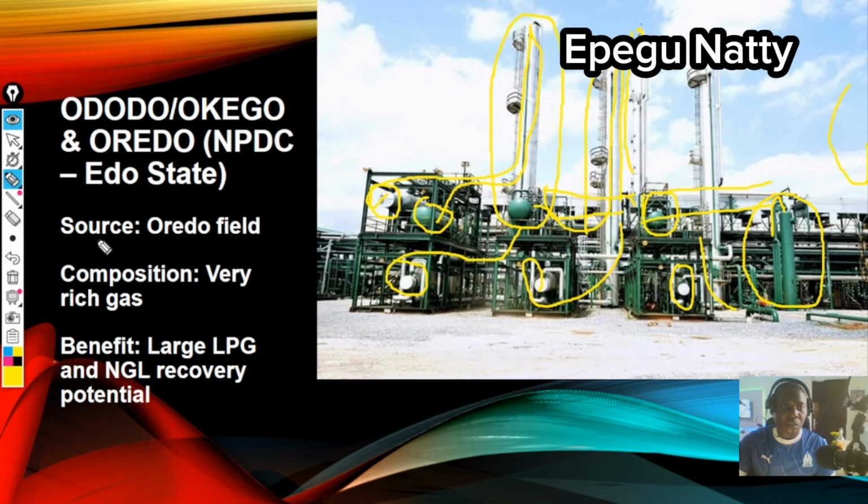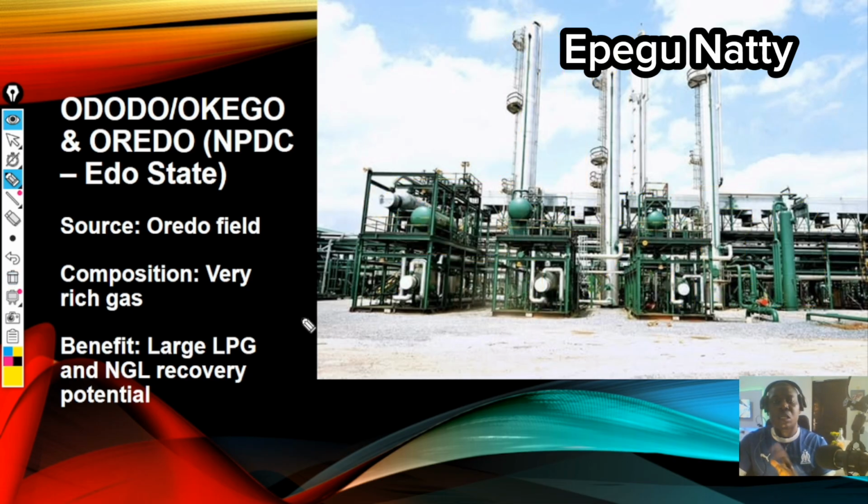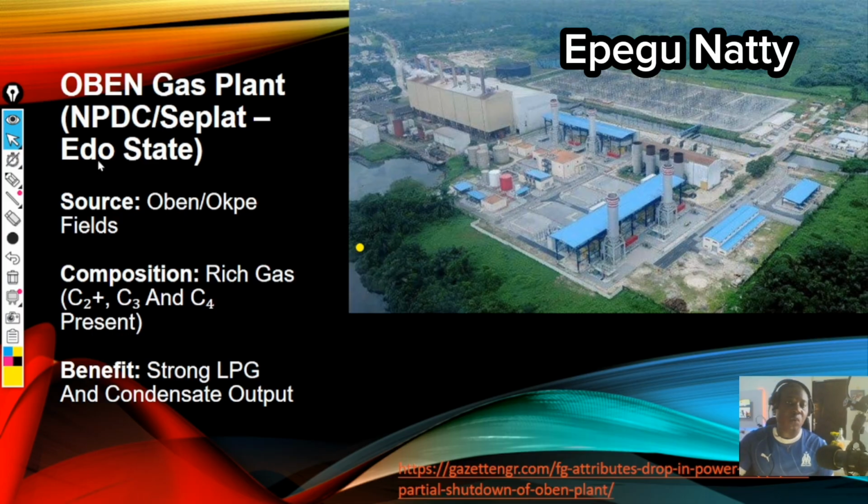All right, so that is that about the Oredo gas plant. Let's go to the next one, which is the Urban gas plant. This gas plant is also owned by MPDC and Seplat, and is situated in Edo State. The source of the gases to this Urban gas plant is from the Urban and the Okpe fields.